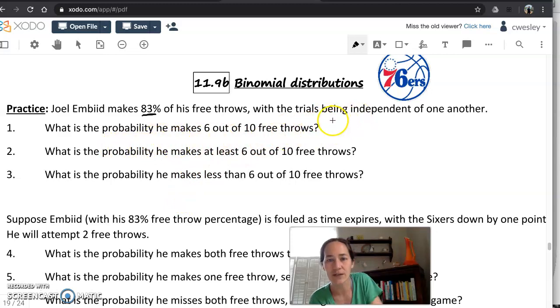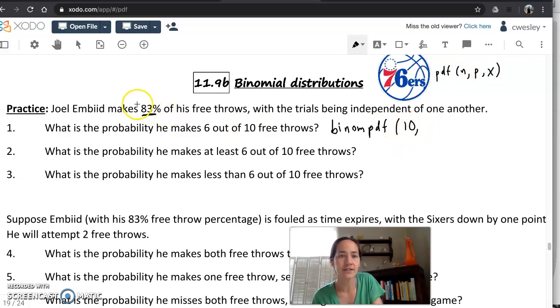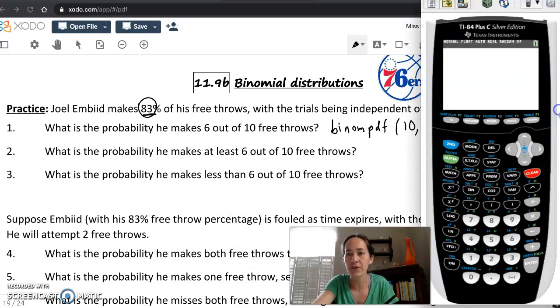6 out of 10 sounds like one specific case. In my calculator, I'm going to use that shortcut, a binomial probability distribution function, PDF. 6 out of 10 means we have 10 trials. We'll call n 10, and it's always n, comma, p, usually comma x when you're using a PDF. So the probability of success is his 0.83, a higher probability than I have at free throws. We want to know the probability that he'll make 6 of those 10. That should be the setup. We'll walk through it on the calculator real quick.